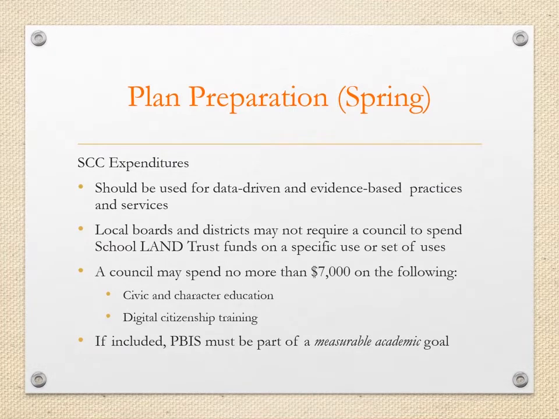A council may spend no more than $7,000 on civic and character education, digital citizenship training, or safety principle instruction, and those items must be part of a measurable academic goal. Also, if behavioral interventions are included in your plan, they must also be part of a measurable academic goal.